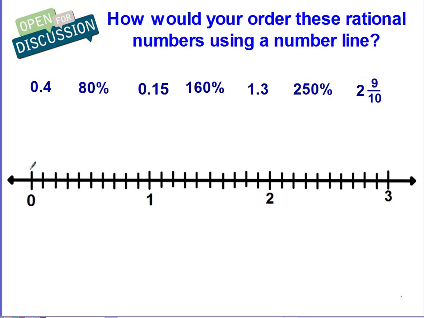So in order for me to be able to plot my numbers, I have to make sure that they're all in the same form, either all decimals or all percents or all fractions. In this case, since I only have one mixed number, it would be easiest for me to either change them all to decimals or all to percents, and I think I'm going to go with all decimals. Okay, first one is done.